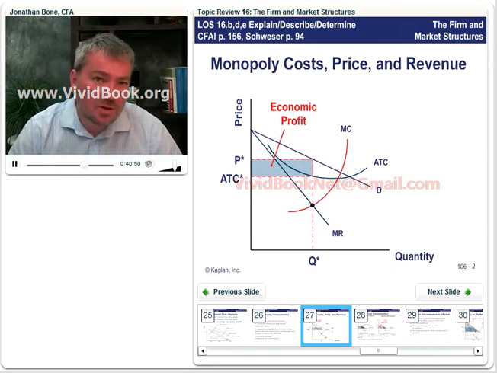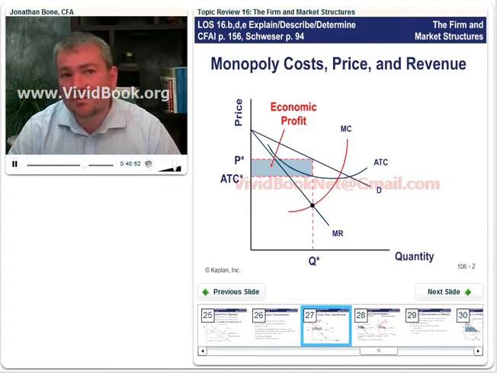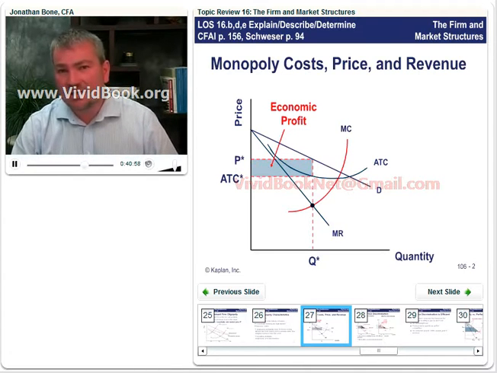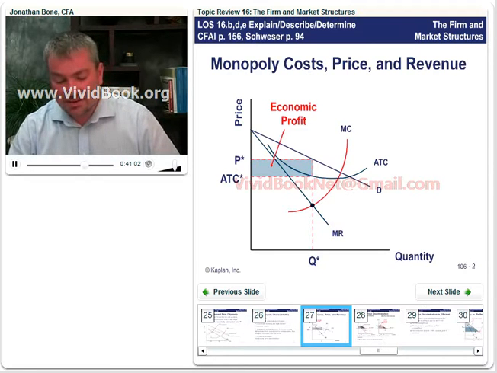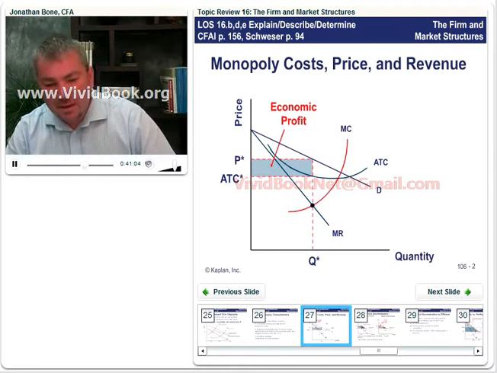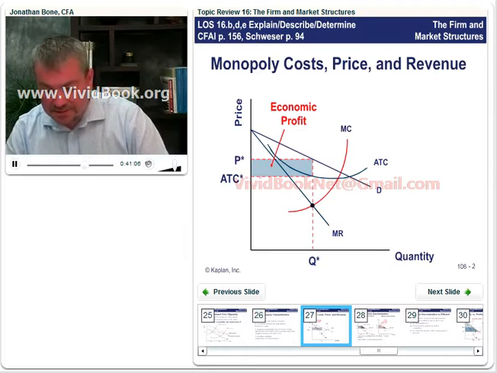Compare that to monopolistic competition, where because of the low barriers to entry, you could generate an economic profit in the short run, but that would increase competition, increase industry supply, and force prices down in the long run. Okay, so this is single pricing.